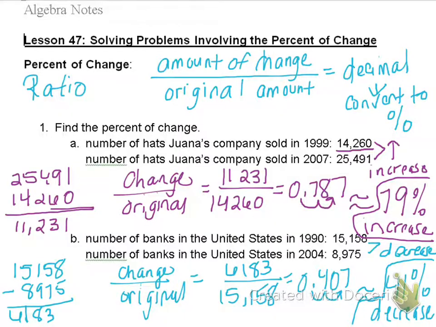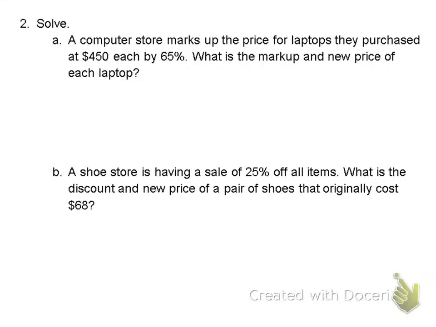Okay. The next example. Sorry, I had to find my next page here. The next example, these are a little bit different. A computer store marks up the price for laptops they purchased at $450 each by 65%. The question is, what is the markup and what is the new price of the laptop? So first we're dealing with 65% of $450 is what they're marking it up.